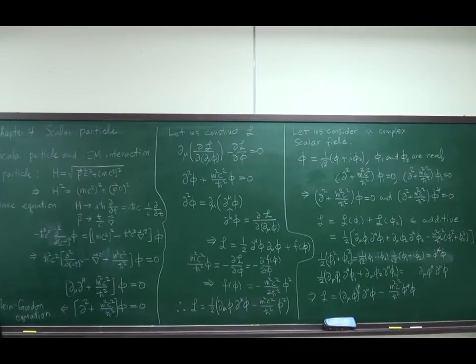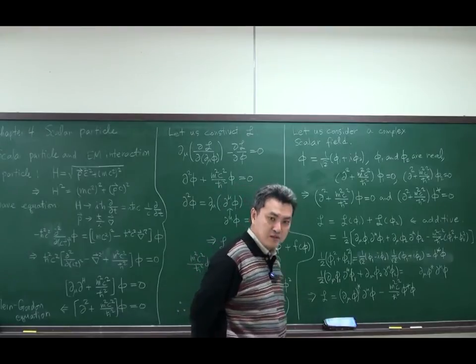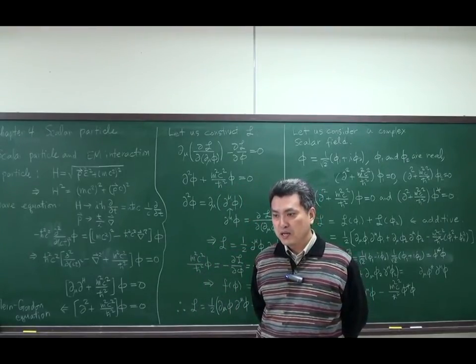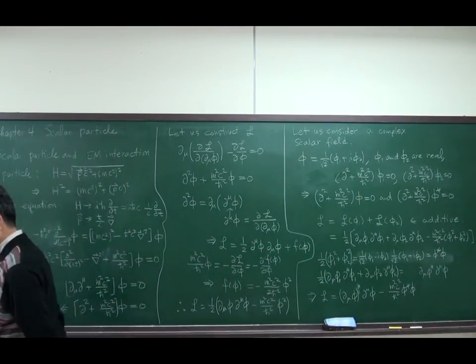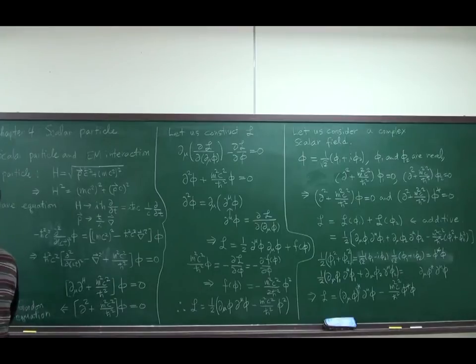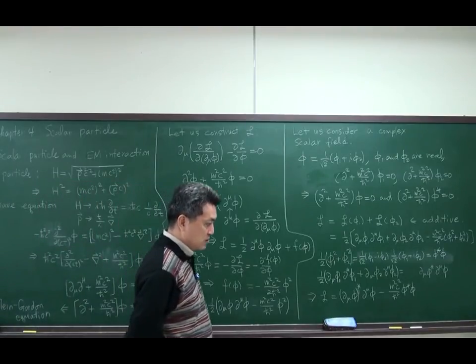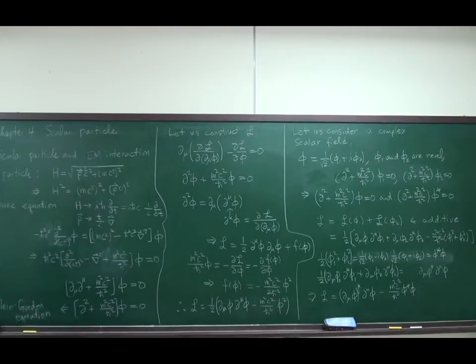Today we study scalar particle. Until now we have studied electromagnetic interaction for the non-relativistic particle. So we have introduced covariant derivative and implemented the covariant derivative into Schrödinger equation. So let us try to find the equation of motion for scalar particle that does not have any spin.